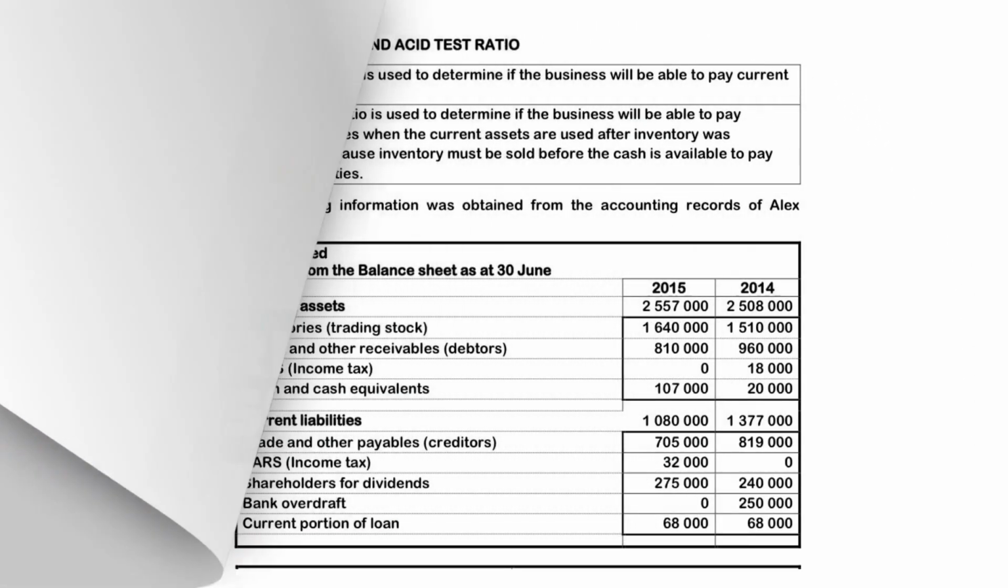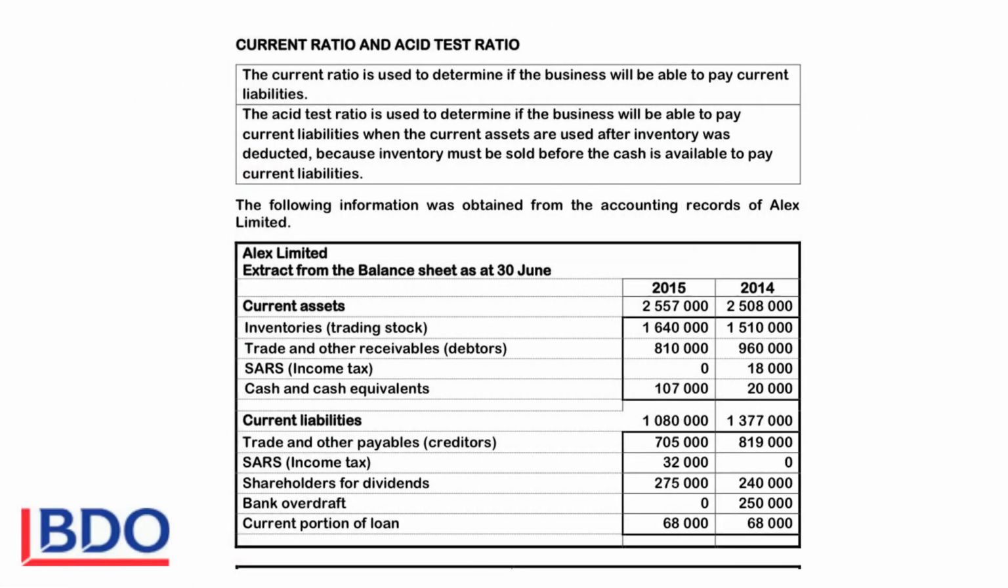Good morning. We will pay attention to analysis and interpretation today. First of all, we will pay attention to the current ratio and the acid test ratio. We will determine why it's very important to calculate these ratios and what the business will do with this information when it is available. If we look at the current ratio, we will determine if the business will be able to pay their current liabilities with the money that is available.